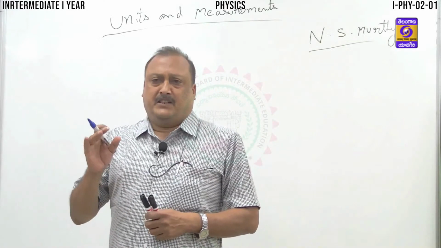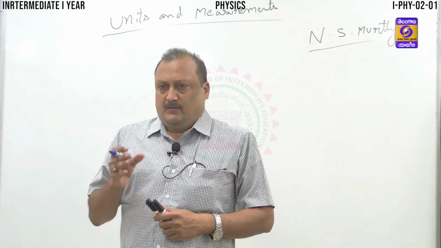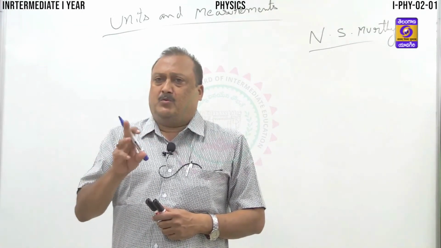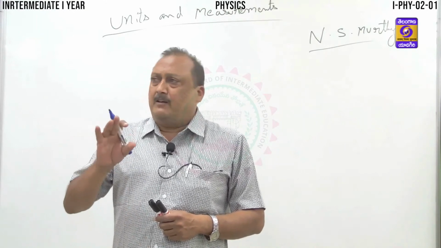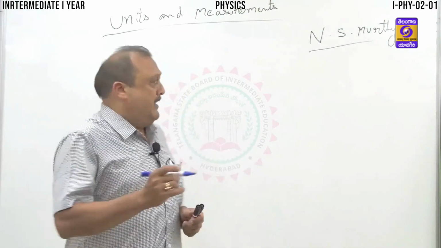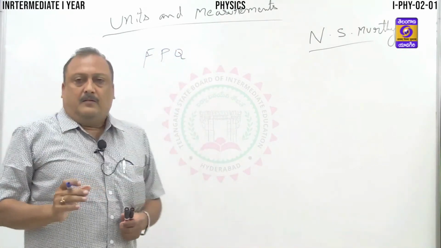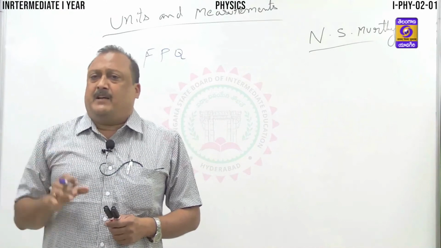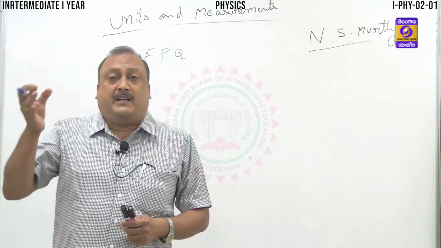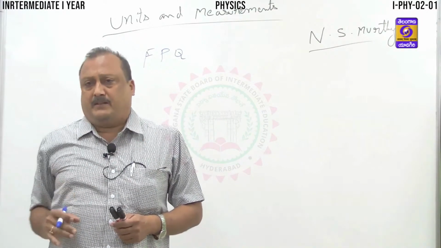Second chapter in first year physics is units and measurements. We divided physical quantities into two groups: fundamental physical quantities and derived physical quantities. Fundamental physical quantities are independent of other physical quantities. The physical quantities that are independent of other physical quantities are called fundamental physical quantities.